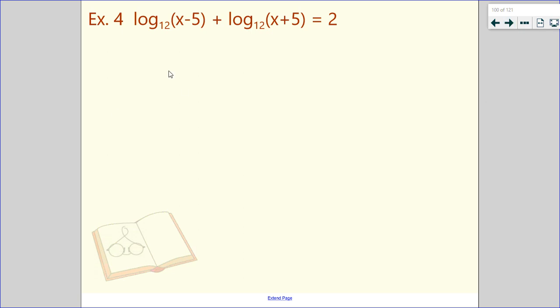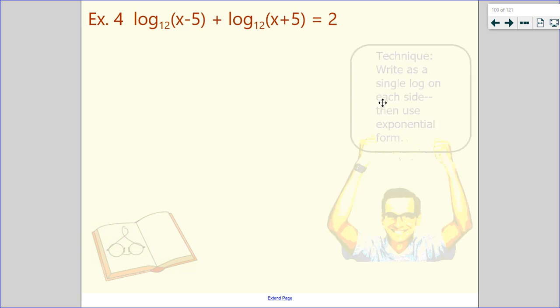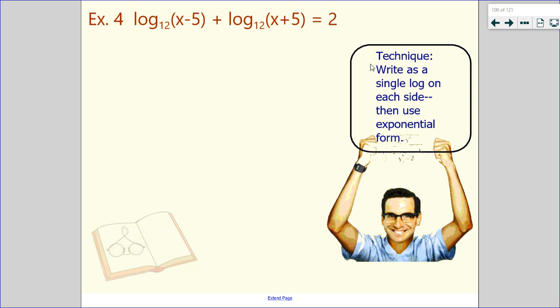So this one's a little different. I don't have logs on both sides, but I do have multiple logs on the left. So the technique I'm going to use is I'm going to do as I did last time. I'm going to write multiple logs as a single log. So that's kind of a trend here with our techniques. Write as a single log on the one side. So these are being added. So 2 logs being added, we can combine those into the log of a product. In other words, they're being multiplied on the inside of the logs.